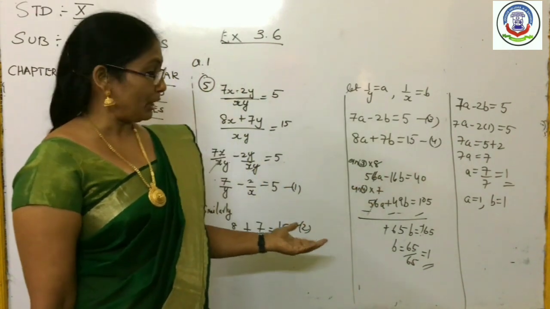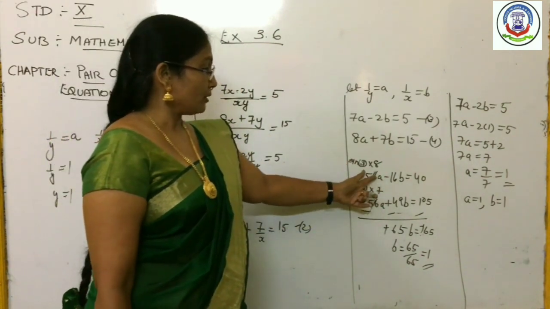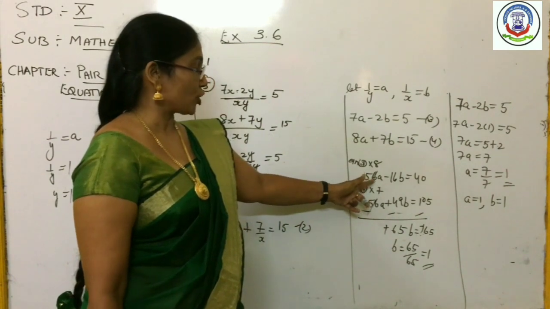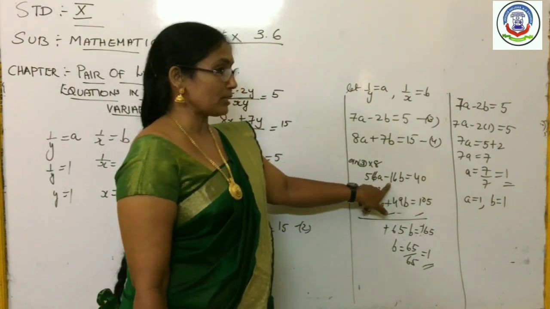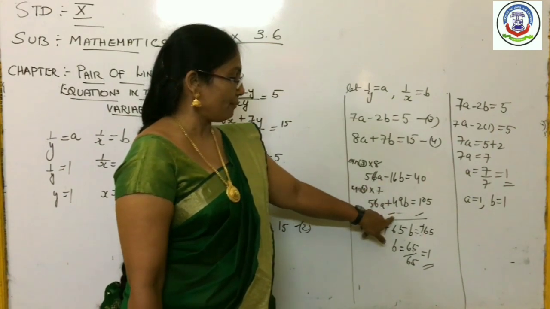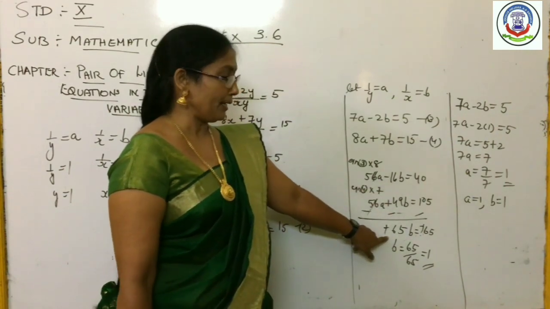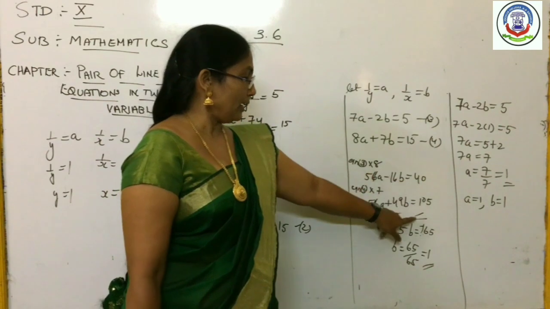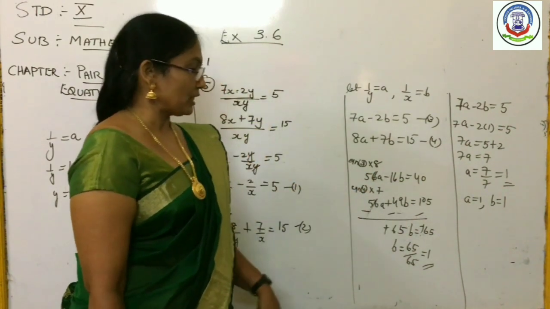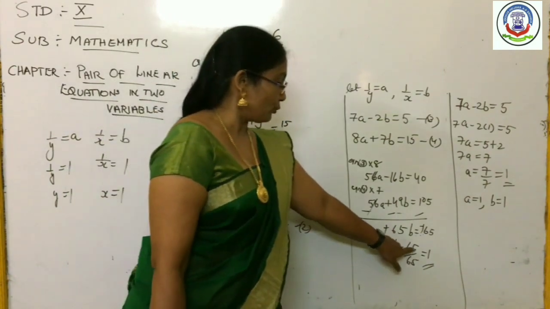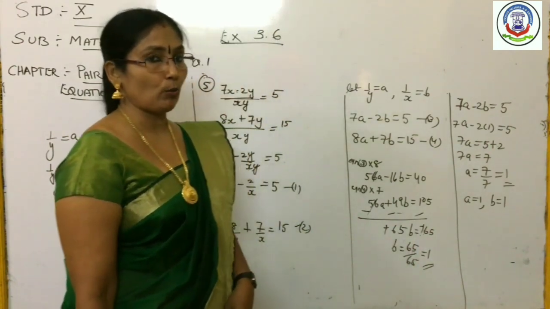So how can you eliminate these variables? By making suitable multiplication, which we already did. Then after that, this one will be cancelled. Now what's remaining here? Minus 16 and minus 49. It will come minus 65b, 40 minus 105. Again, minus 65, minus minus will be cancelled. b is equal to 65 by 65, which is equal to 1.